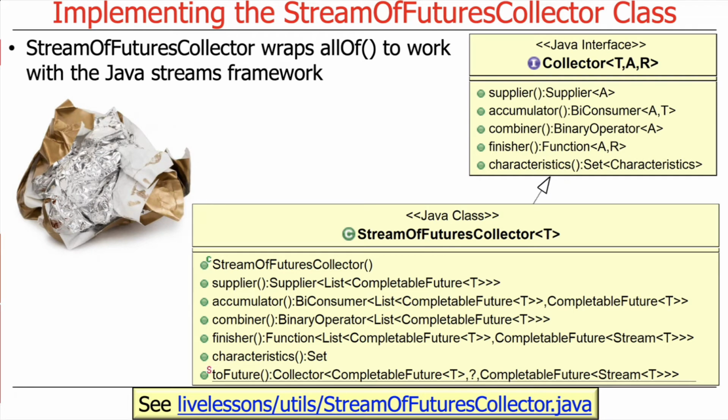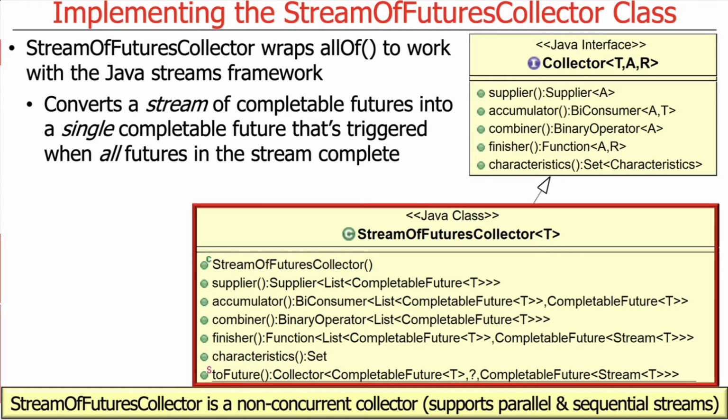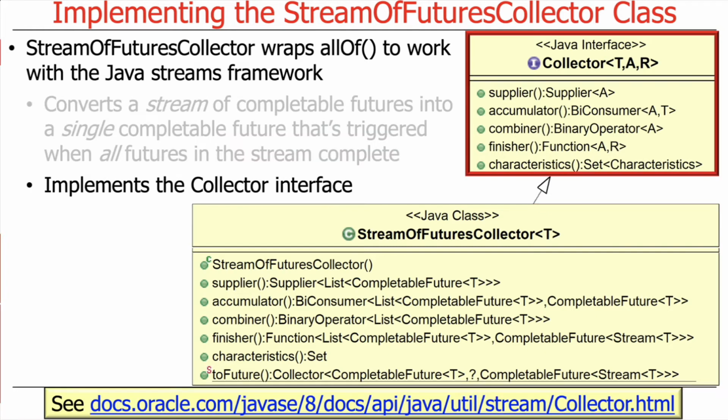So this is actually very similar to other examples we've talked about before. We talked about Futures Collector where we had a list. This is a StreamOfFuturesCollector, and it wraps allOf to work with the Java streams framework. StreamOfFuturesCollector basically is a collector that will convert a stream of completable futures to items of type T into a single completable future that will be triggered when all the completable futures in the stream finish running after their asynchronous processing completes. And it implements the Java collector interface.